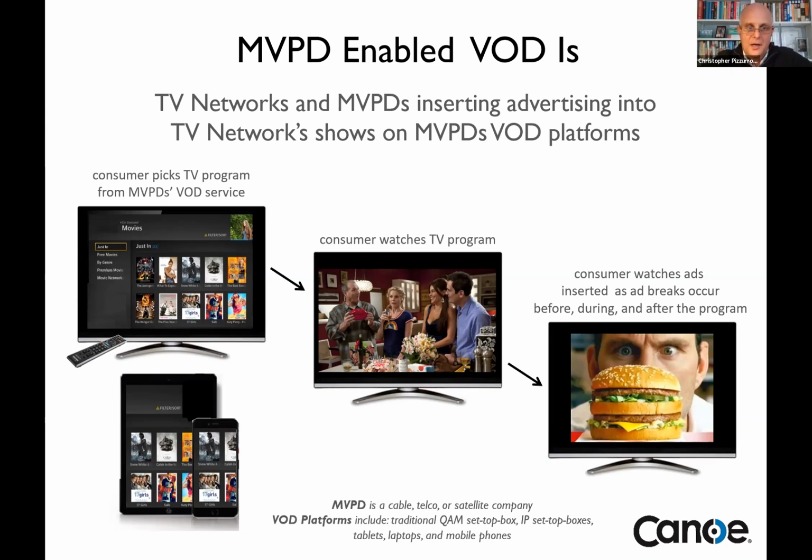So from the left-hand side here, say you're on Comcast X1 set-top box, you go to the VOD menu, you look at ABC, you pick Modern Family, the hamburger ad plays out. All of that is going through the Canoe ecosystem behind the scenes.